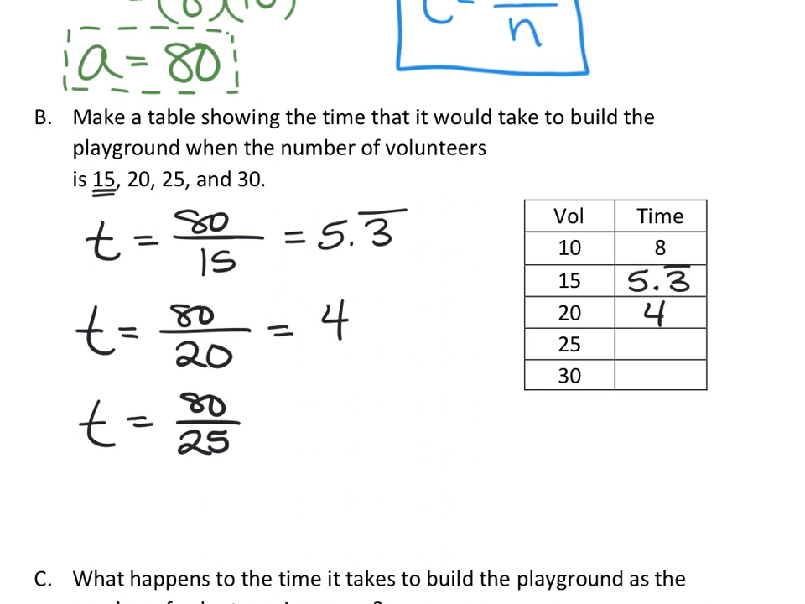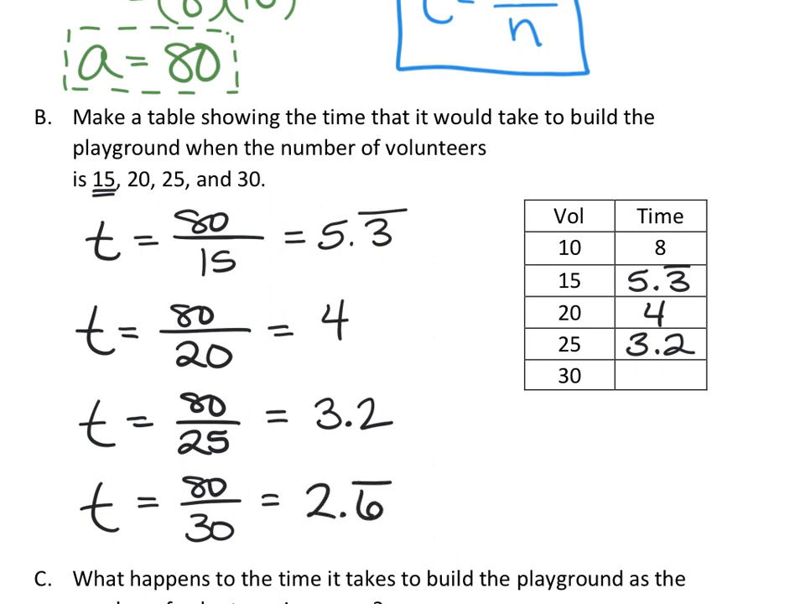Okay, if we increase the number of volunteers to 25, what's 80 divided by 25? 3.2, so it would take 25 people 3.2 hours to build this playground. And if we increase it even more to 30 volunteers, how many hours would it take them to finish this? 2.6 repeated hours.